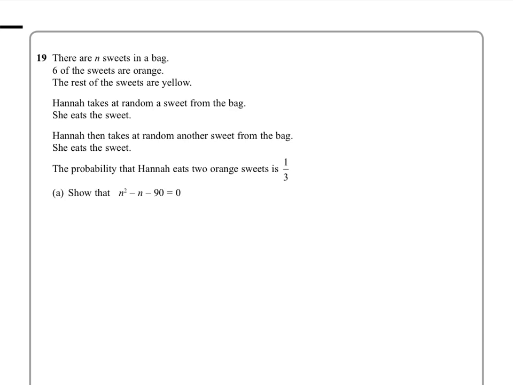Well, the first thing that I would look at is this. This is probably the thing where I would start with. So the probability of having the first orange would be 6 out of n, because there are 6 orange sweets and n in the bag. And then the probability of picking the second sweet, if it's orange, well, there'd be 5 oranges left, but only n minus 1 sweets left. And that's equal to a third. So what I would personally do is do the algebra, so times those two fractions together.